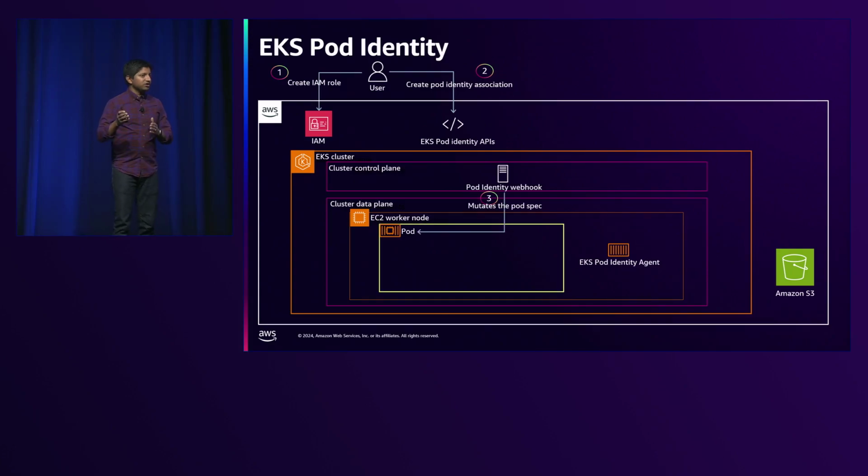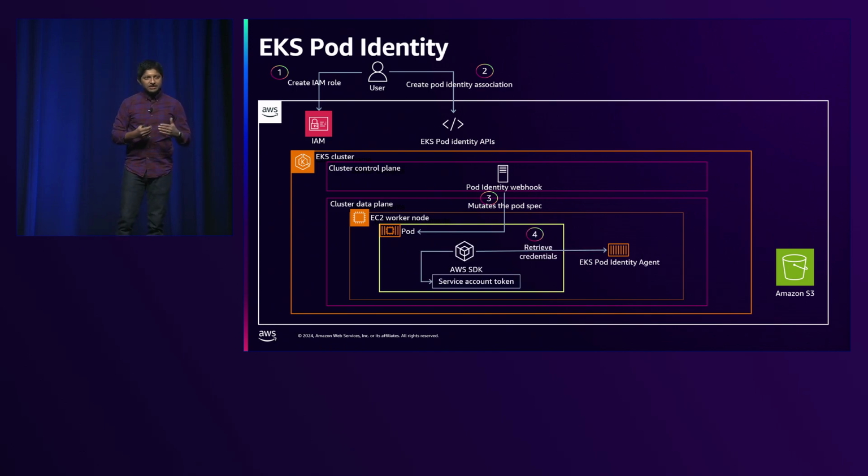And then let's say later on your app dev team is deploying their application, a pod is spun up. When we detect that this pod has a service account associated with it, which was previously mapped through the Pod Identity association, we have a webhook that intercepts the request and will mutate the pod spec. And we'll add a couple of well-known environment variables to the pod spec. So when the AWS SDK comes up, it knows these environment variables. It would fetch the service account token that's mounted to the pod.